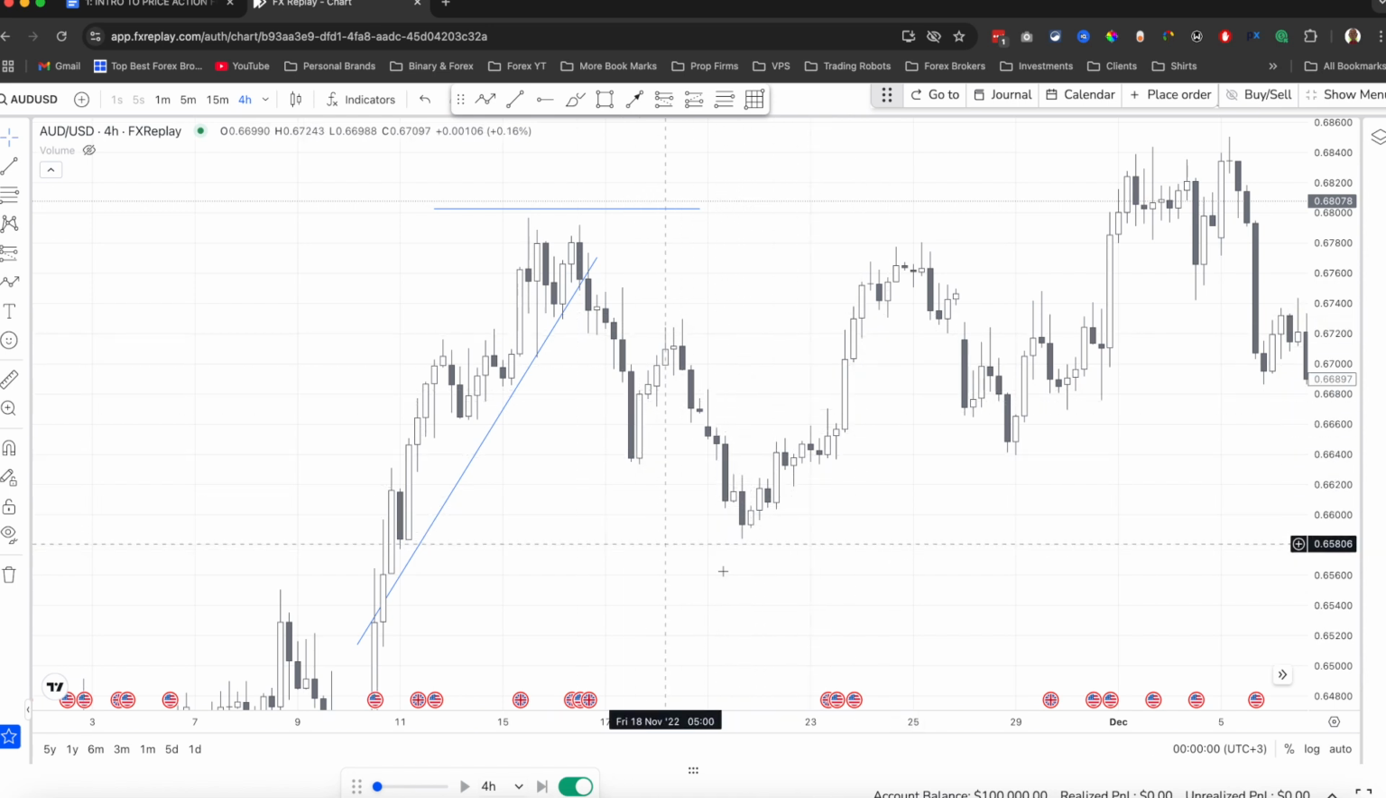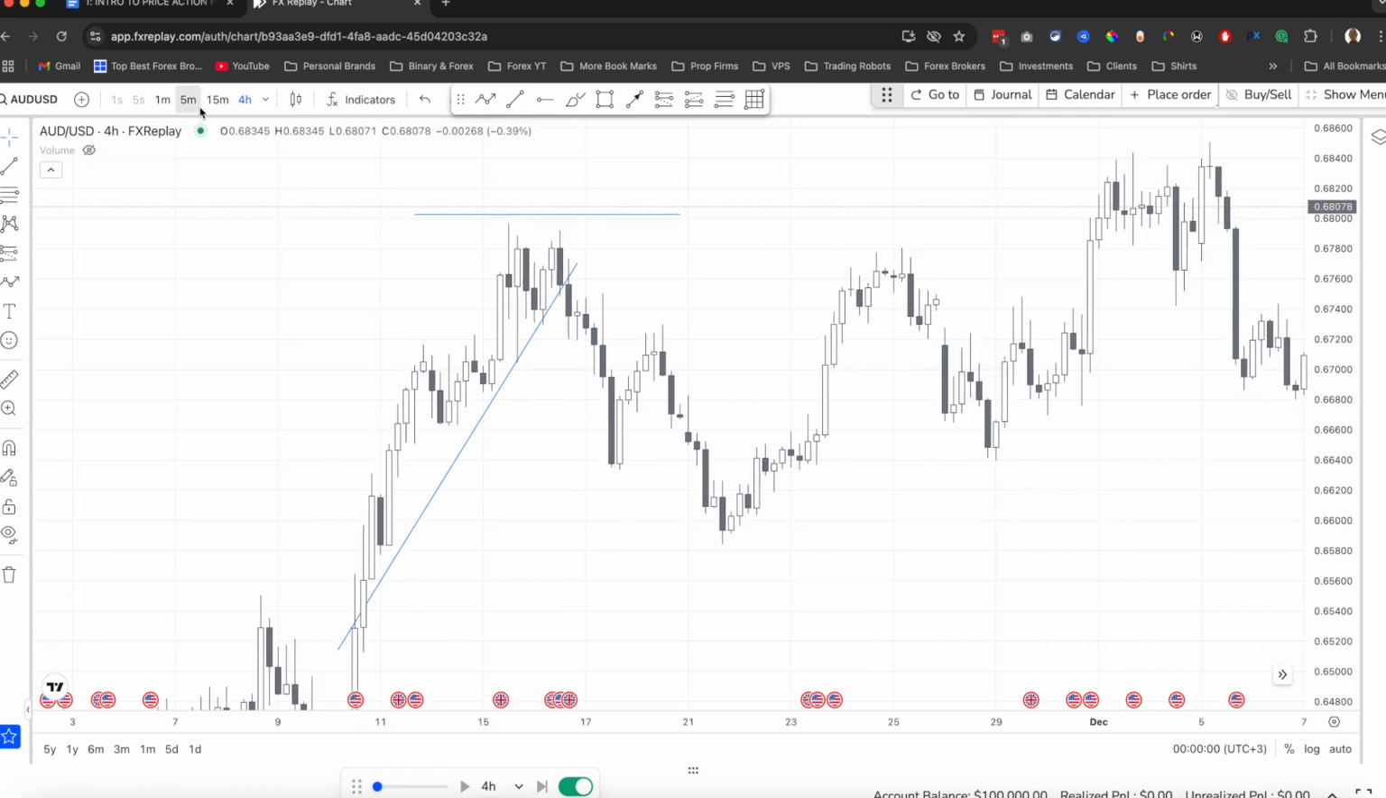Okay, but it was short-lived because the price was going up. But this is on a 4-hour time frame. If you go on a 15-minute time frame, then you can have some trades there.